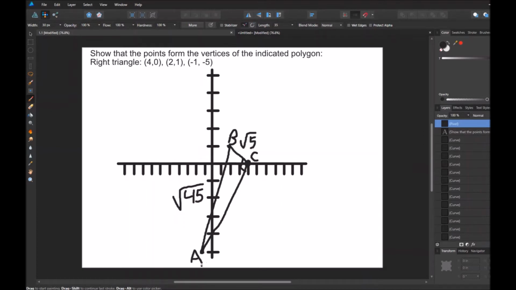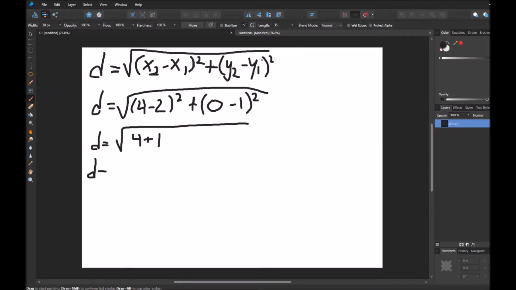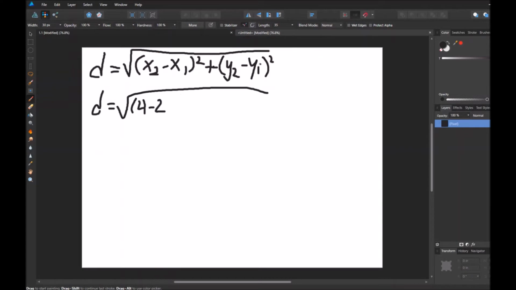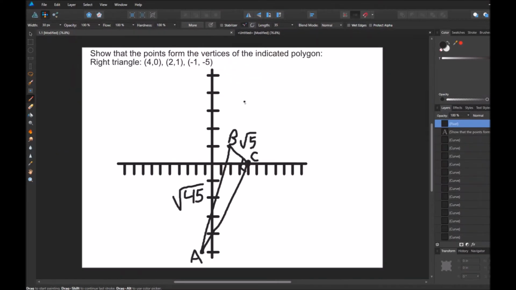And now we have to find the distance between point A and point C. So I'm just going to erase this so that we still have the distance formula written down in case you need it. So our x2 is going to be negative 1.